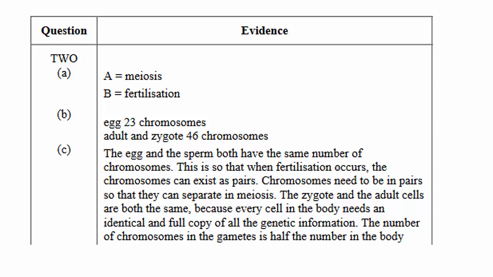The number of the chromosomes in the gametes is half the number in the body. Another thing you could add to this answer, seeing as you are talking about humans, is the numbers. So you could say sperm and eggs both have 23 and that the zygote has 46, same as the adult cells.